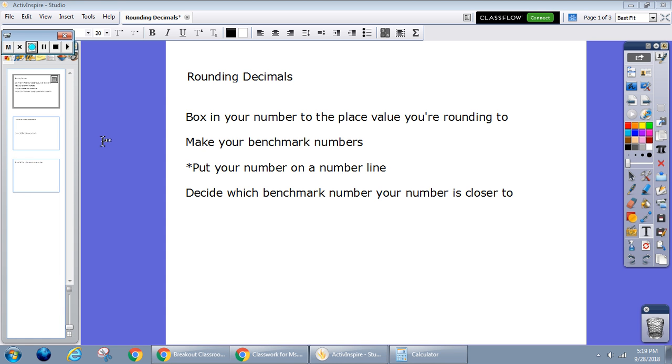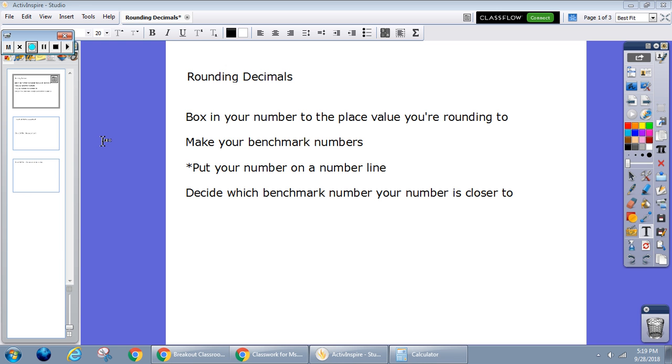Hey friends, now I'm going to make a video for how to round decimals, just as a little refresher in case we need it. So when you're rounding decimals, what you want to do is box in your number to the place value you're rounding to. Then you make your benchmark numbers, those friendly numbers that are going to go above and below your number.